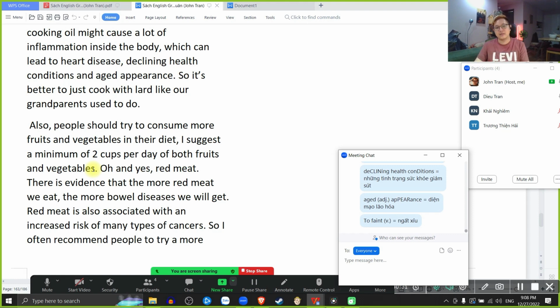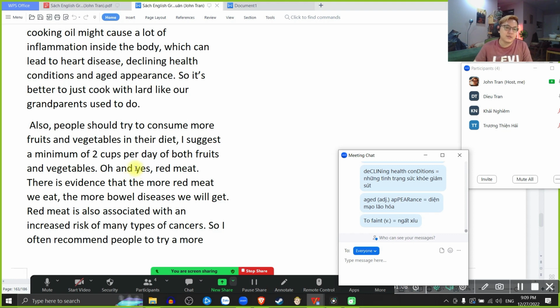Oh and yes, red meat, và đương nhiên là thịt đỏ. Red meat means it still contain a lot of blood in there. Nó vẫn còn rất là nhiều máu trong đó, thì nó gọi là thịt đỏ. So we have beef, thịt bò này, lamb, thịt con cừu, yeah. Thịt cừu, đùi cừu, some other kind of big animals like that, mấy con bự bự. Thịt heo và thịt gà không có nằm trong red meat nha. So pork and chicken are basically not red meat, okay?